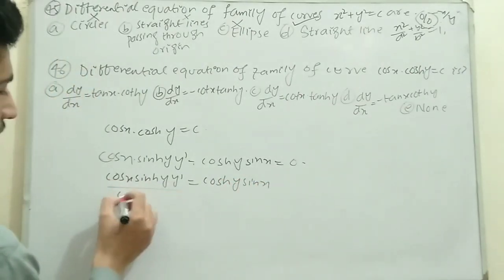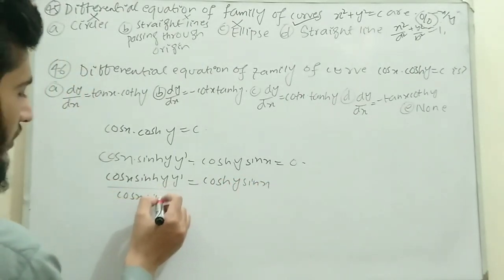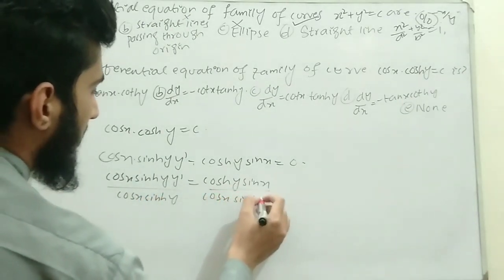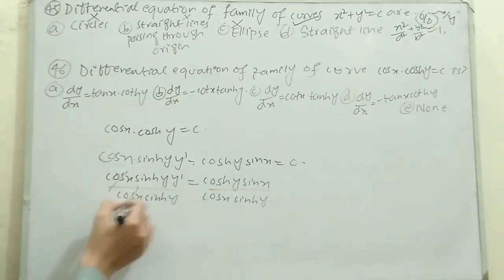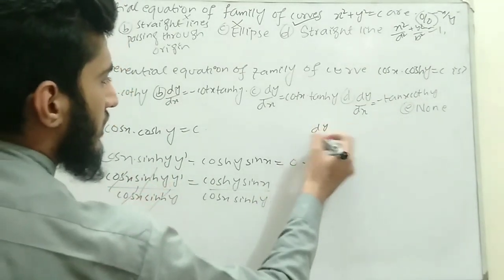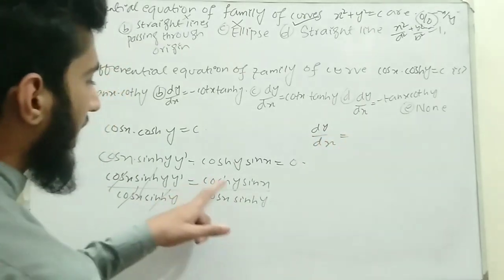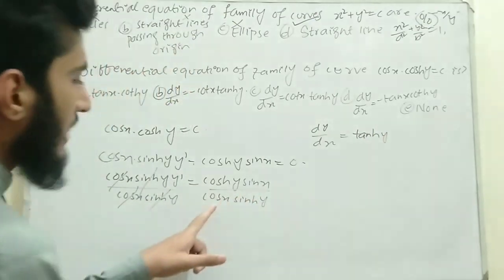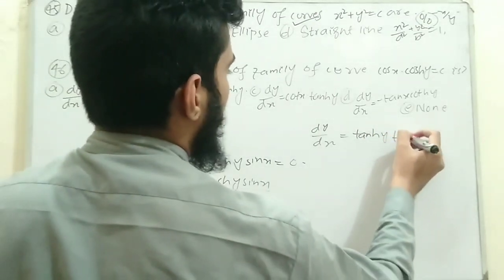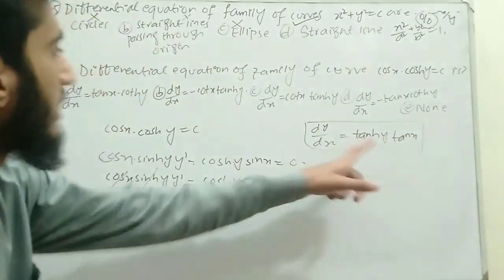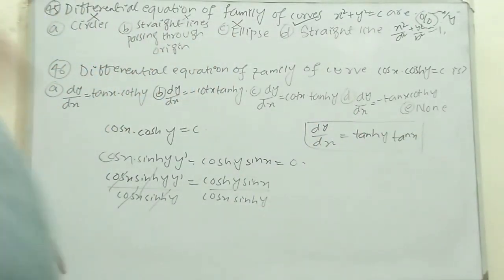Divide both sides by cos x and sinh y. So cos x sinh y will cancel out on the left hand side, we are left with y dash. It means that y dash, which is dy by dx, is equal to cosh y by sinh y, which gives us coth y, and sin x by cos x, which gives us tan x. So this is the required dy by dx, the differential equation of tan x and coth y.